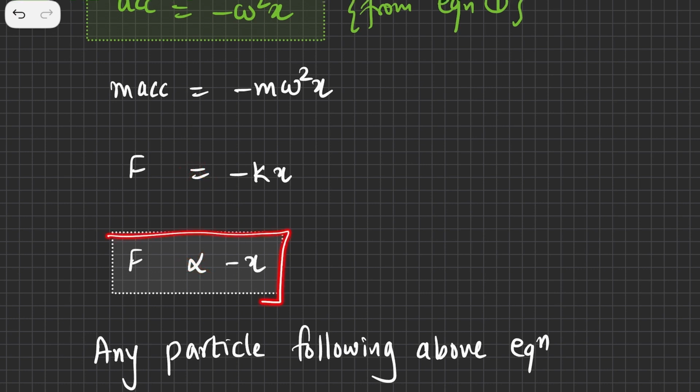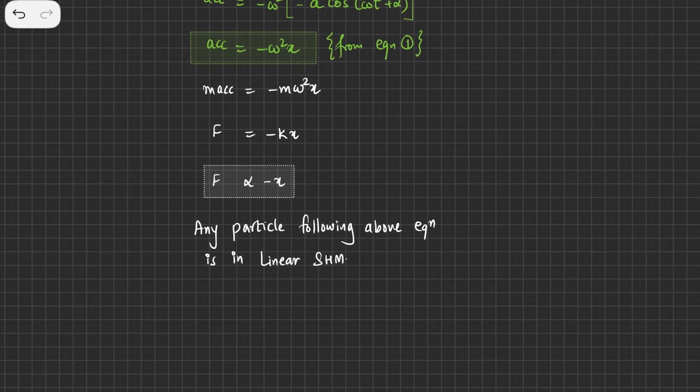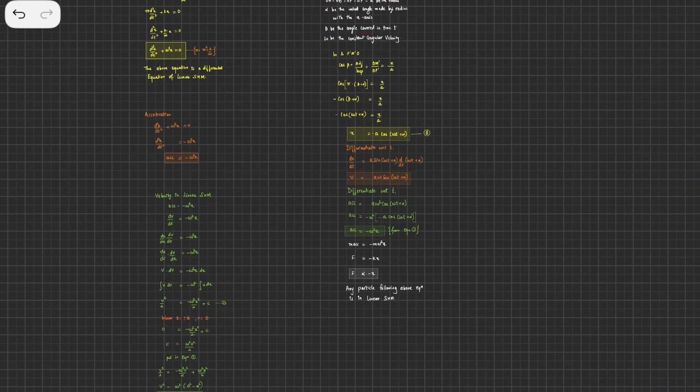So force is depending on displacement, and it is always in the opposite direction to the displacement. This is only happening in SHM. So whichever body is following this equation, definitely that body has to be in SHM. So any particle following the above equation is in linear simple harmonic motion.